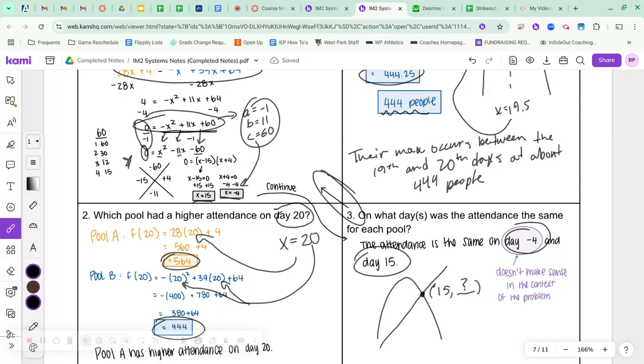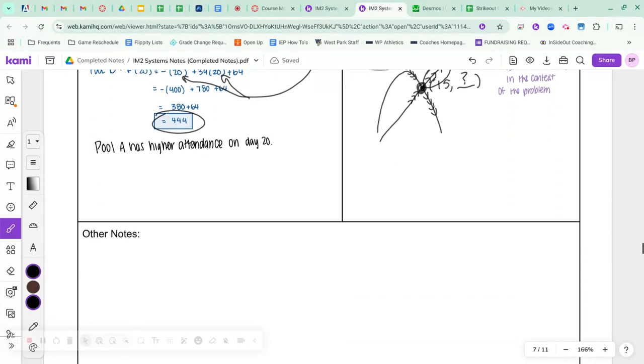Now after day 15, the line will always have more because the quadratic is working its way down. Before day 15, the quadratic had more and the linear had less. Once day 15 hits, they have the same, and after that, it looks like the linear takes over as the more popular pool.